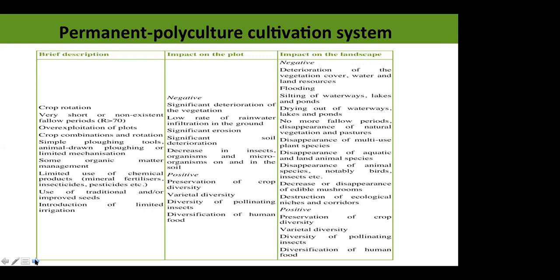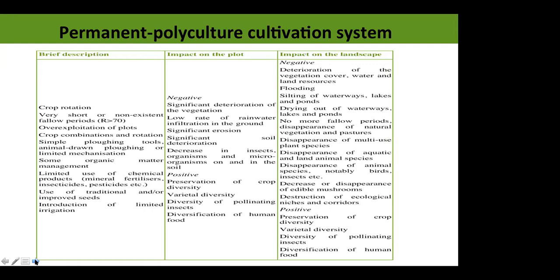space for the production system. Then there's disappearance of multi-use plant species, and there's disappearance of animal species, notably birds, insects, and so on. And there's also edible mushrooms. Well, if we look at the forest, we can find edible mushrooms. But nowadays, you find that if you clear a particular land and then you come and plant even tree crops there, over time, it takes years for the edible forest mushroom to grow back. So sometimes it's totally eradicated from that landscape.